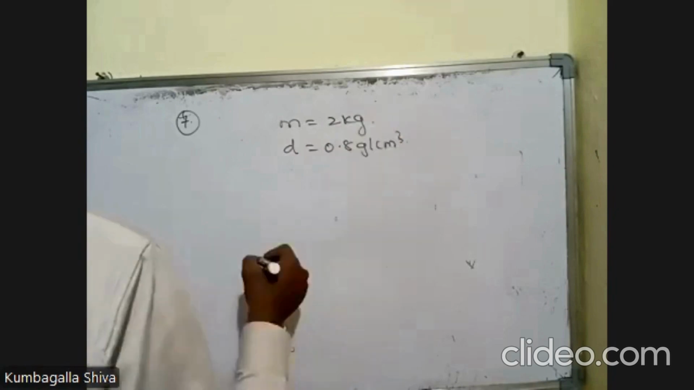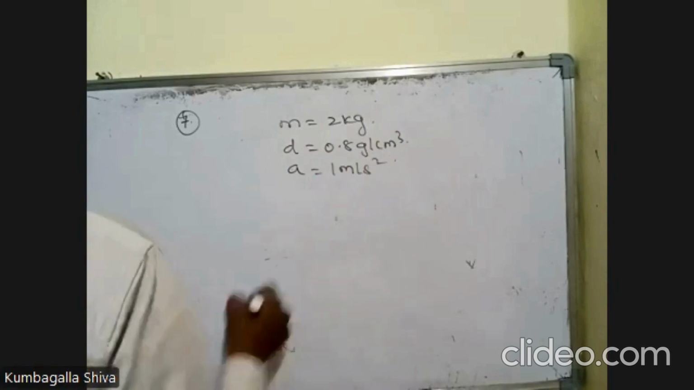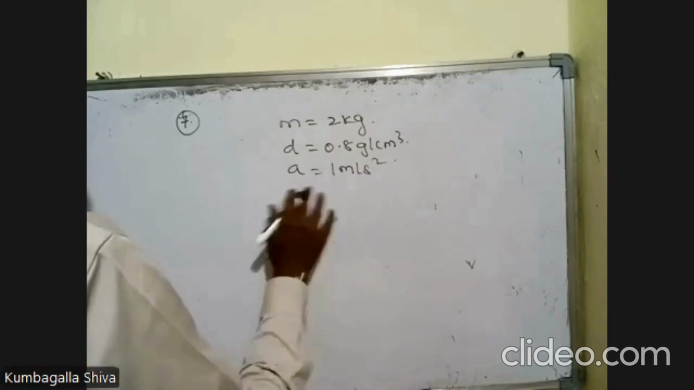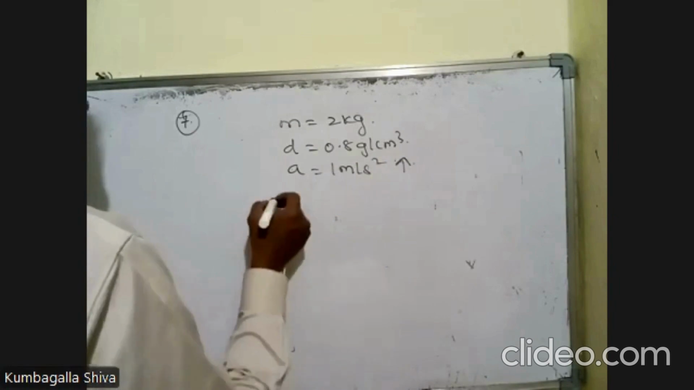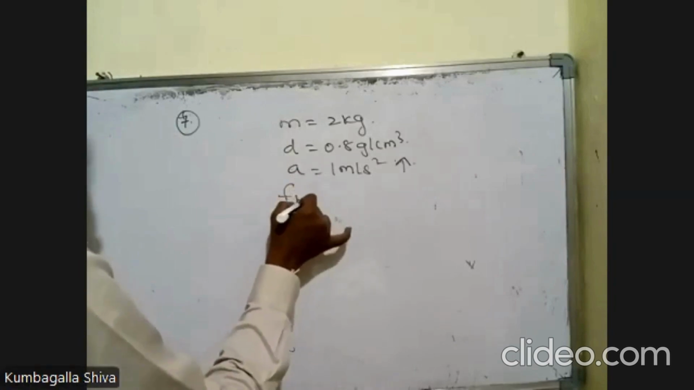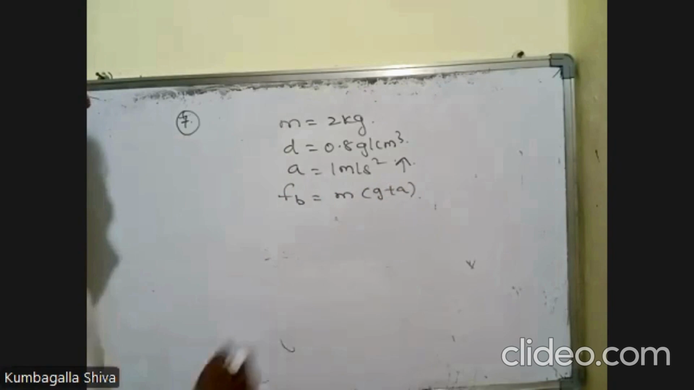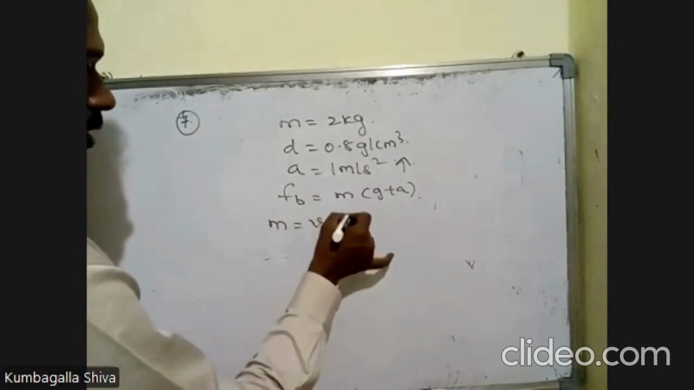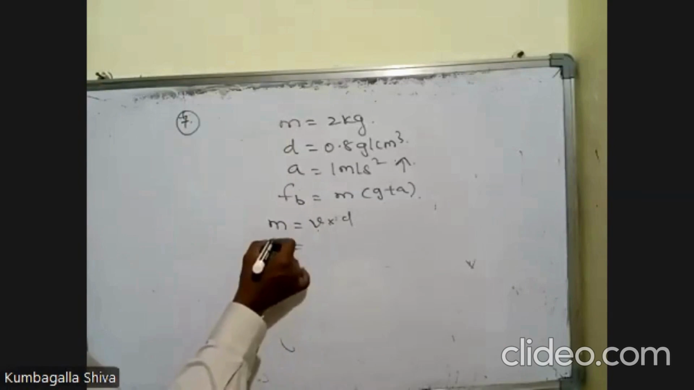Okay. Next, acceleration given is 1 meter per second square. Okay. The tank is accelerating vertically upwards. So what is the formula you can use? Upthrust, buoyancy force, is equal to m of g plus a. So we know that mass is volume into density, but the given volume we don't know. The mass they have given is 2 kg.